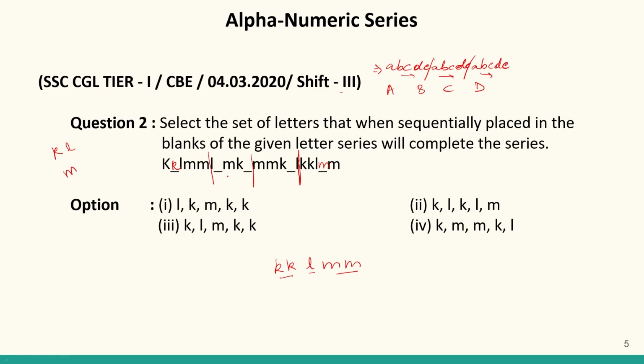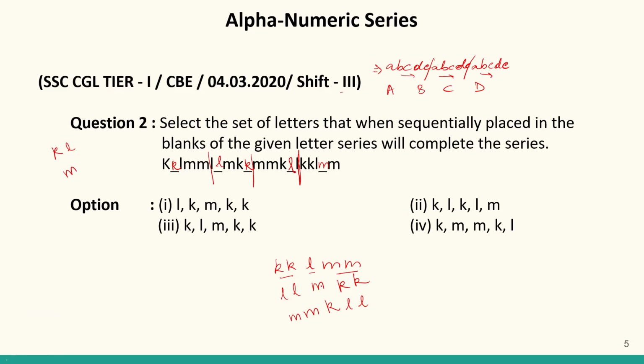Can we make a similar series over here? Let me try. If I fill this with L and I fill this with K, will I get something like this? L M K K? Yes. And can I make something similar over here? If I fill this with L, this will be M K L L. Yes. So I can see that K is being repeated twice, then L is single, and then M is repeated twice. Then we move forward.